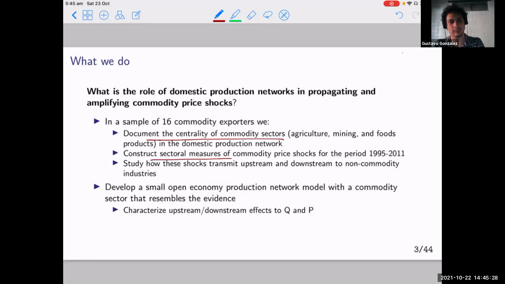We're going to try to build measures of commodity price shocks. At this stage, we're not accounting for what Miguel showed us before, like news versus non-news shocks. And later, we're going to think about how these shocks transmit upstream and downstream. Gustavo already showed us and gave us intuition on the downstream propagation. We're going to try to emphasize the upstream propagation here. And then we're going to develop a small open economy production network model, super simple, just to try to understand what mechanism could be explaining what we observe, okay?